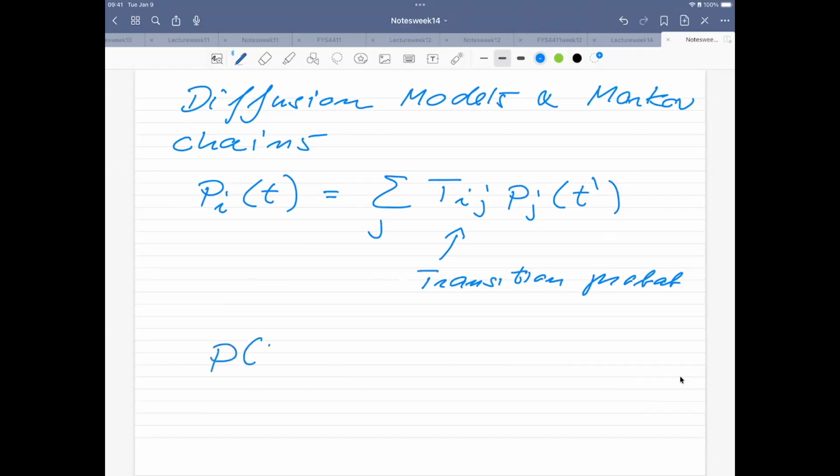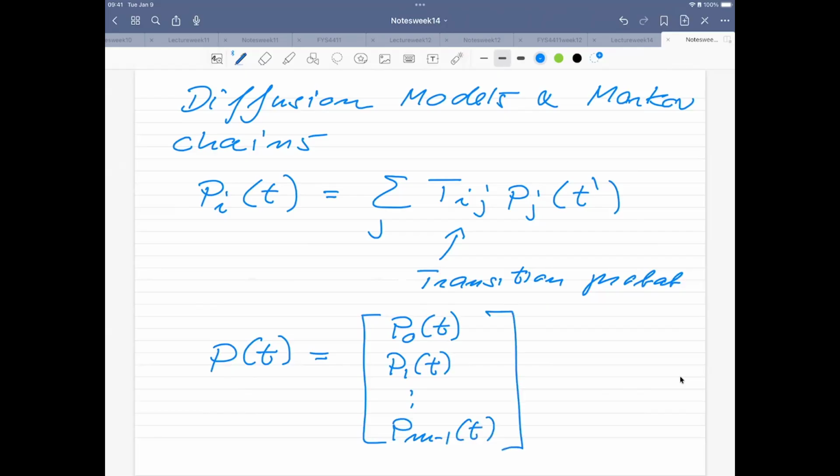P of t as a vector contains, now you could think of each one of them as a state the system could be in. So 0 could be position 0, P1 of t. So this is a vector. And then you have something like m minus 1 elements of that vector. And obviously, if I sum over all the individuals P of i of t, that has to be normalized to 1, since these are probabilities. Okay? So that's one thing.